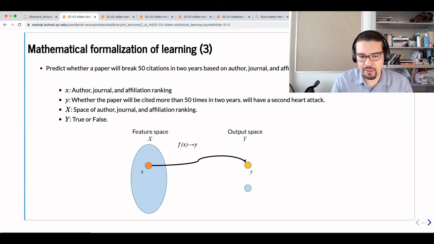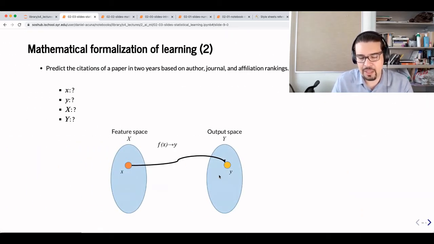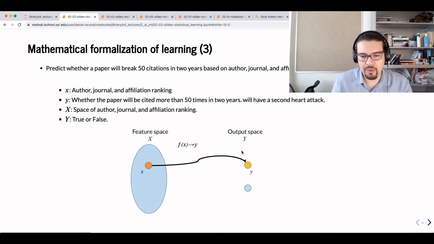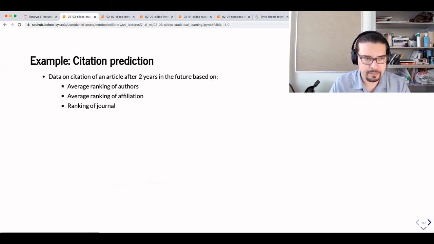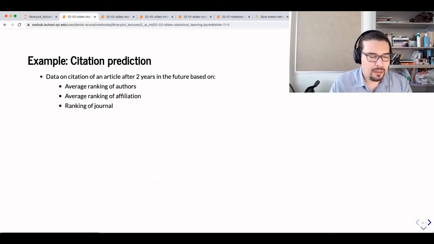The previous problem, where you have a continuous space of outcomes, is usually called a regression problem. And in this problem, where you have a discrete set of outcomes, this is usually called a classification type of problem. But they are both supervised learning.